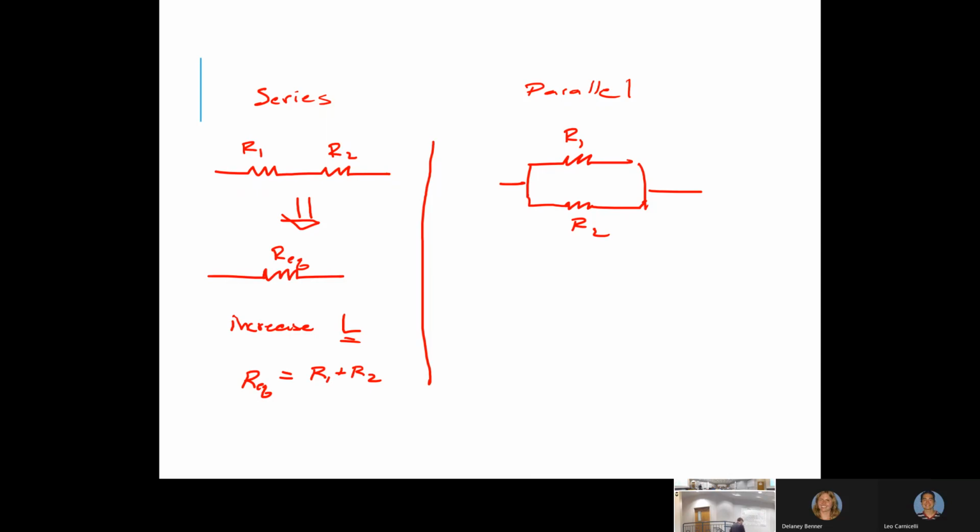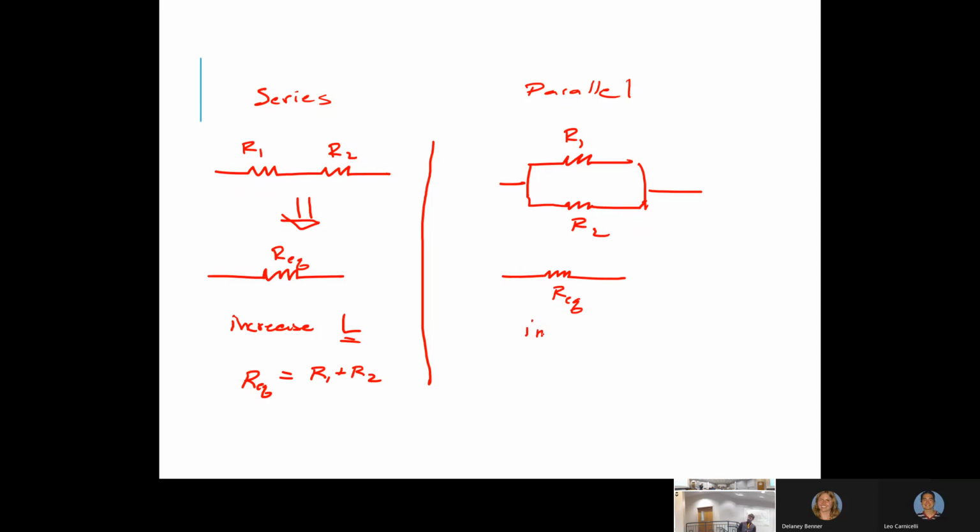Yeah, so you've got a fork in the road. That means that you are effectively changing the number of lanes. You're increasing the number of lanes. You're increasing the area. And so if you increase the number of lanes, the overall resistance decreases. If I want to take these two resistors and replace them with a single resistor, Req, this resistor value will be less than either of those.